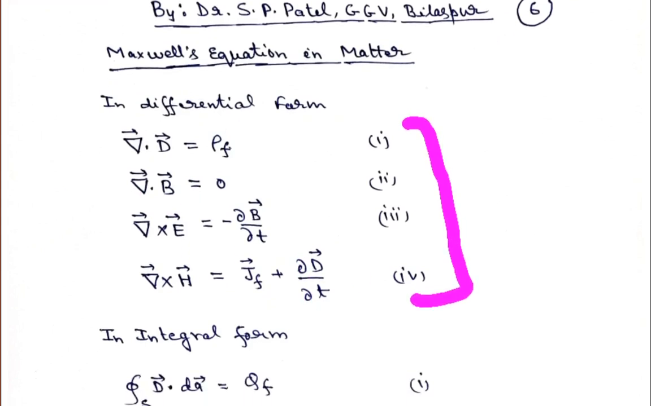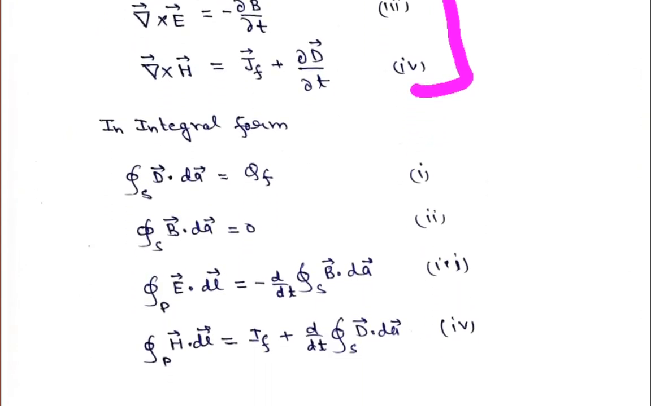Similarly, we can write them in integral form. Just as I did earlier, you have to do this. In integral form, the surface integral of D dot dA is equal to Q f, the surface integral of B dot dA is equal to 0, the line integral over a closed path of E dot dl is equal to minus d upon dt of the surface integral of B dot dA, and the line integral over a closed path of H dot dl is equal to I f plus d upon dt of the surface integral of D dot dA.